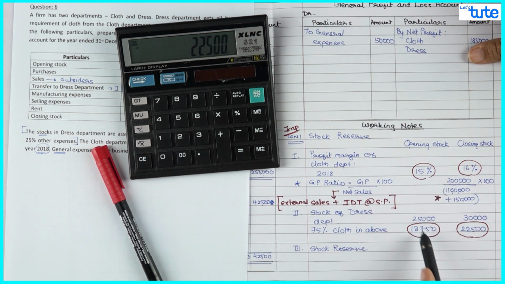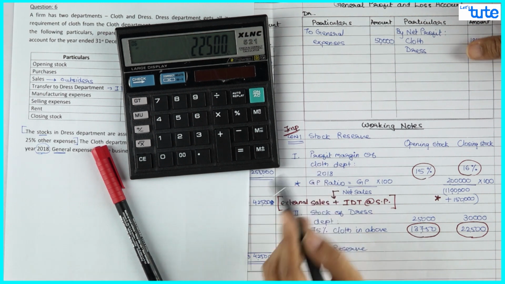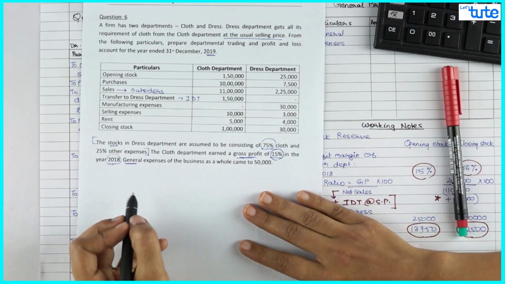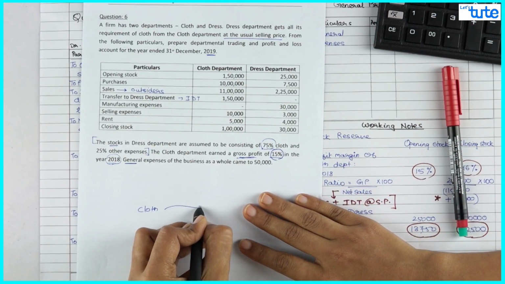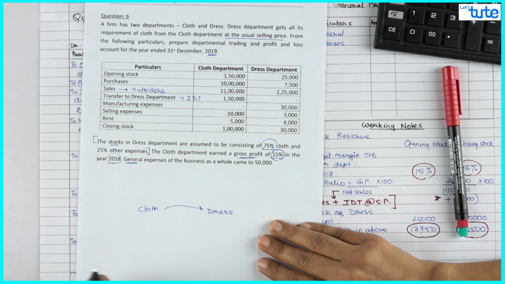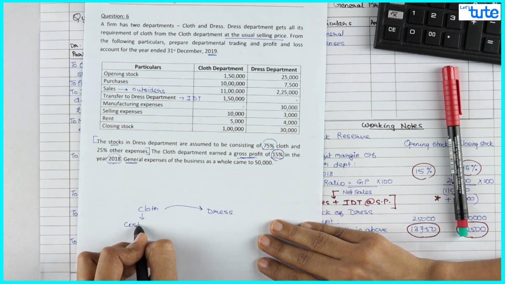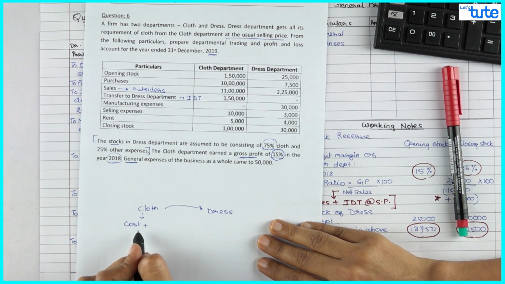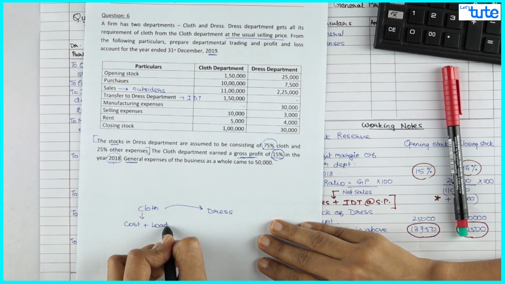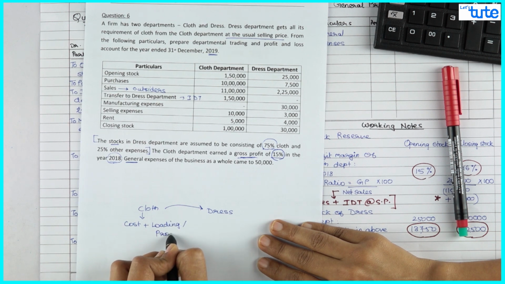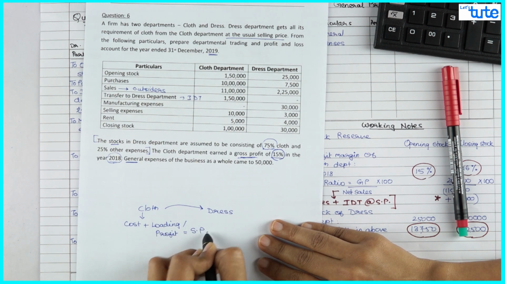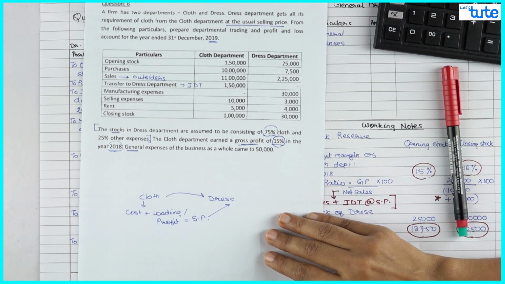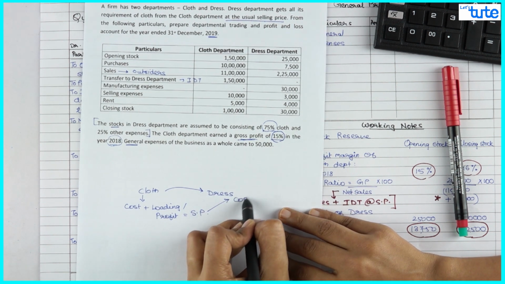So now this 15% we can directly apply on this? Yes, because this 18,750 is cost to dress department, but that would be invoice price to cloth department. See what is happening, cloth is transferring goods to dress department. Now at whatever rate cloth will purchase the goods, to this cost we add some loading, or we can say we will add some profit, and that gives us selling price, and at that selling price we are transferring goods to the dress department. For dress department this selling price is a cost.